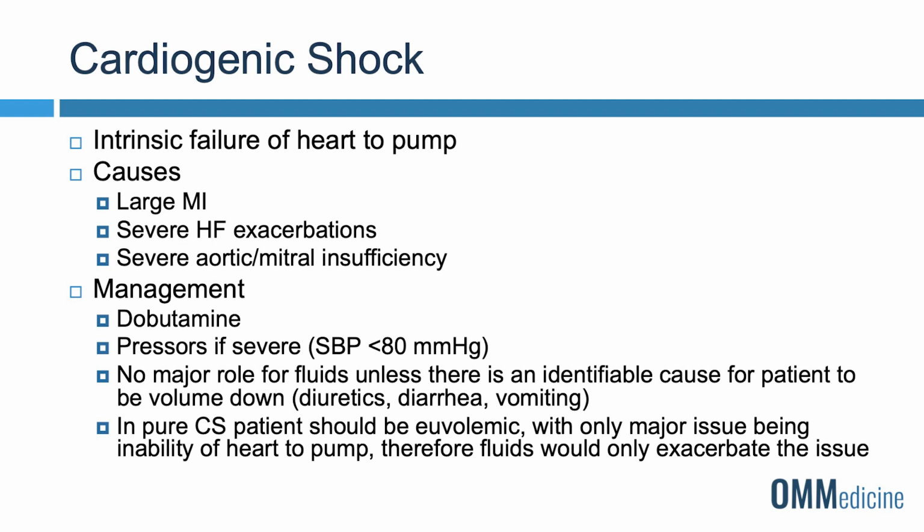Now remember, in reality, it's very rare to have one type of shock isolated. You will typically have a mixed picture between two or more types of shock. However, for your board exams, if a patient goes into cardiogenic shock after a large myocardial infarction, for example, the treatment that you should choose should be a positive inotrope such as dobutamine. You should not be treating these patients with pressors or fluids unless there's another indication to do so.